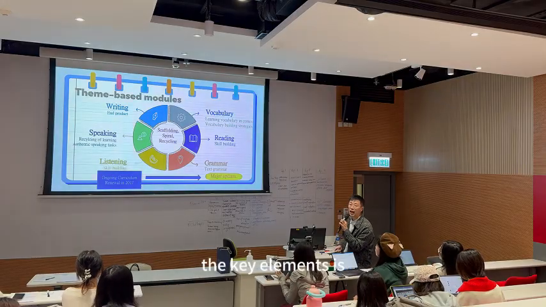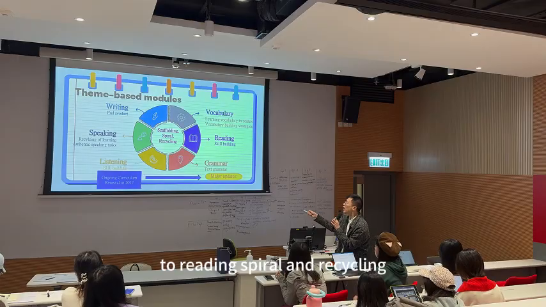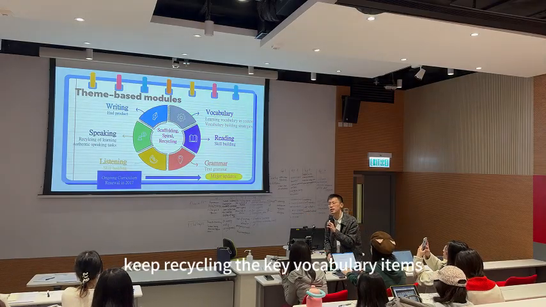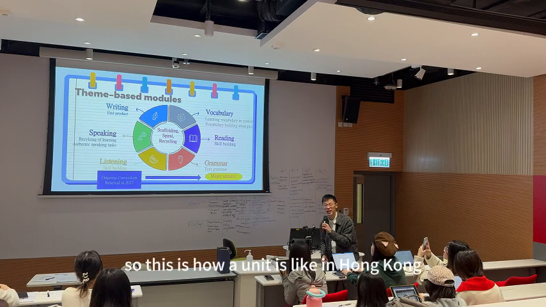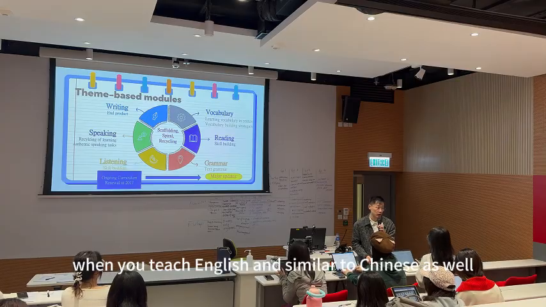The key elements is you need to have some scaffolding from vocabulary to reading, spiral and recycling. Keep recycling the key vocabulary items. So this is how a unit is like in Hong Kong when you teach English, and similar to Chinese as well. Okay?